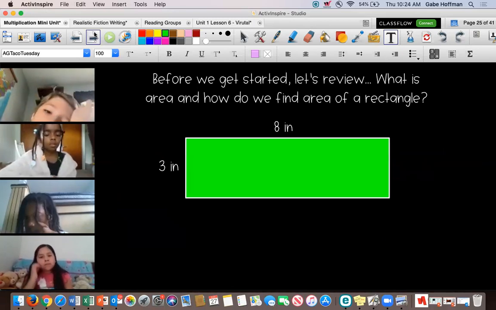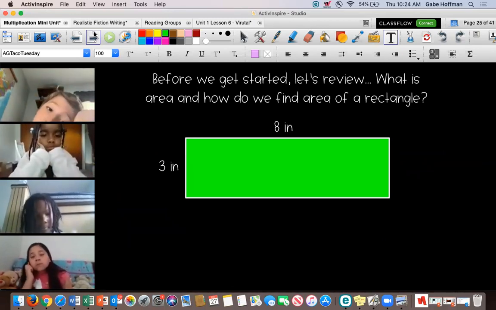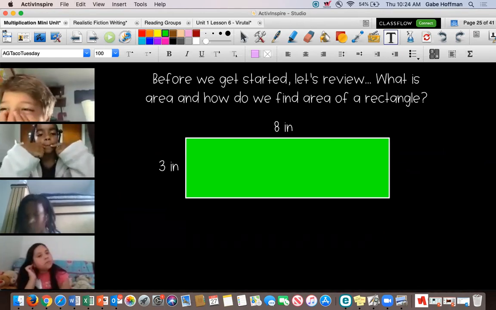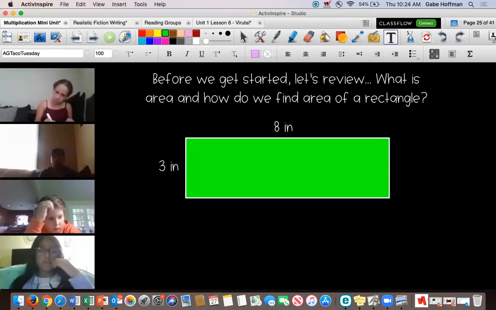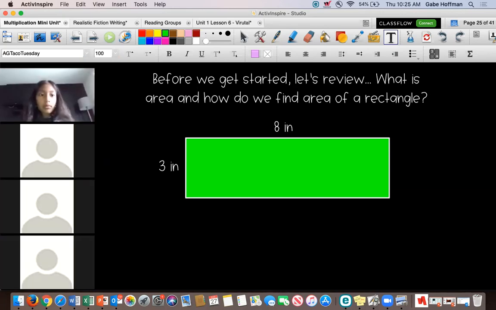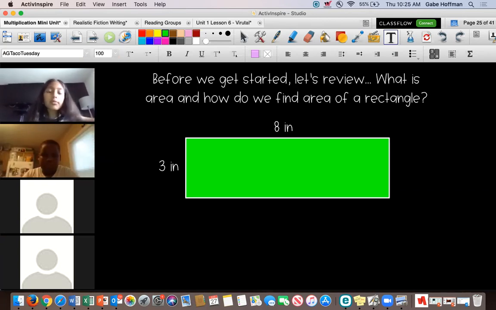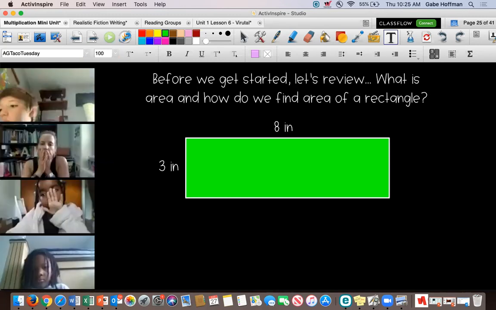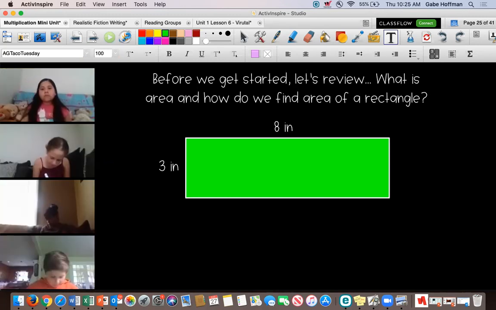So before we get started, I want to review what is area and how do you find area of a rectangle? We talked about area and perimeter. So what is area? First, let's start with that. Who can tell me? If you got your camera off, please go ahead and turn that on too and show you're with us. Ania has her hand up and Corbin is showing us. Oh, Corbin's using a hand signal. I see Guadalupe's hand up too. So Guadalupe, Ania, we'll let you answer the next question. Guadalupe, what is area?